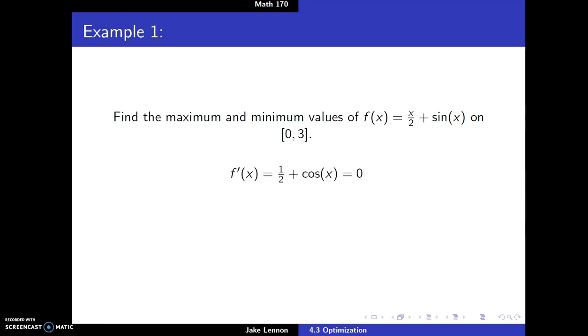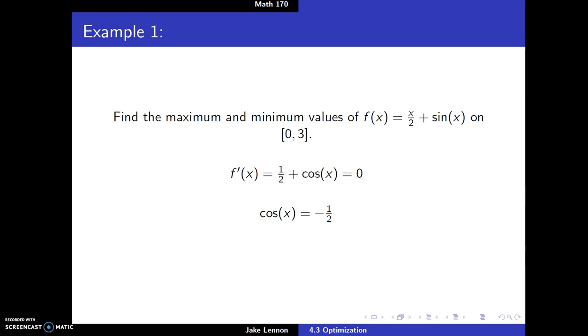So when we take the derivative, we get a half plus the cosine of x. We set that equal to 0 to try to find the critical points. So we end up with the cosine of x equals negative 1/2. So keep in mind that we're on the interval 0 to 3. So that's basically only between 0 and pi, almost, right? 0 to 3.14 would be 0 to pi essentially. So there's only going to be one solution here.